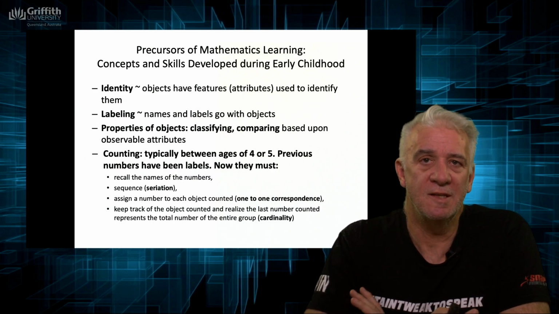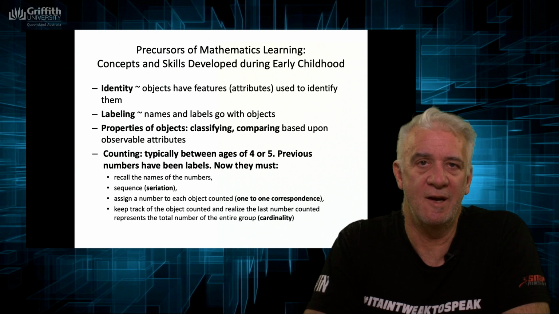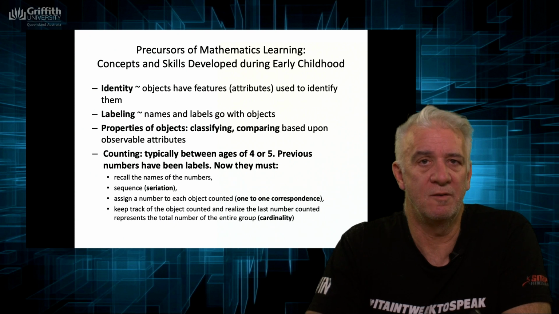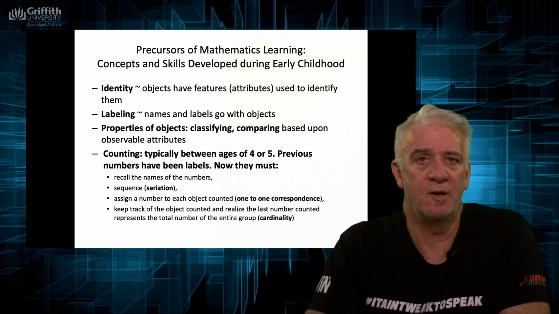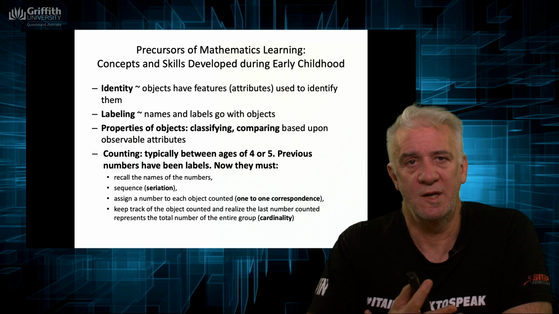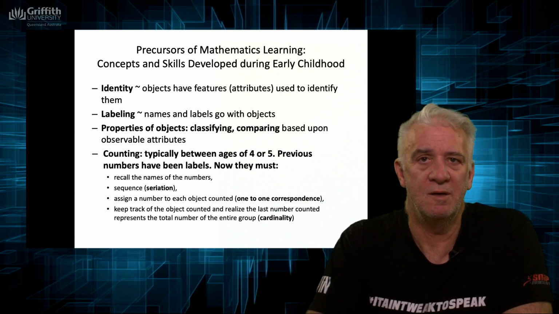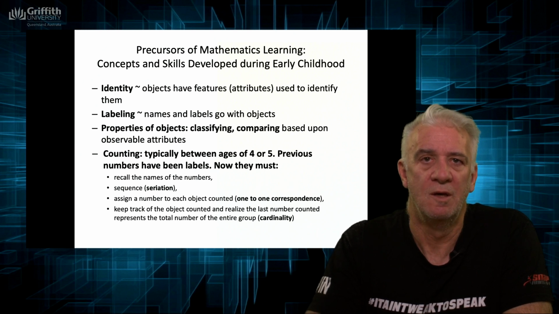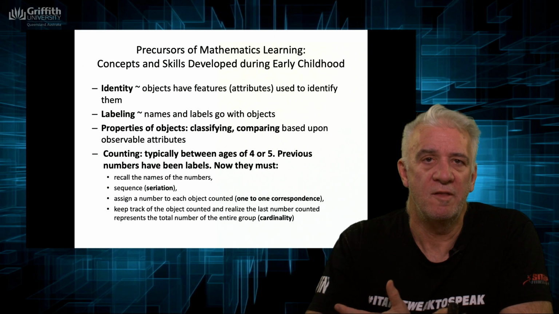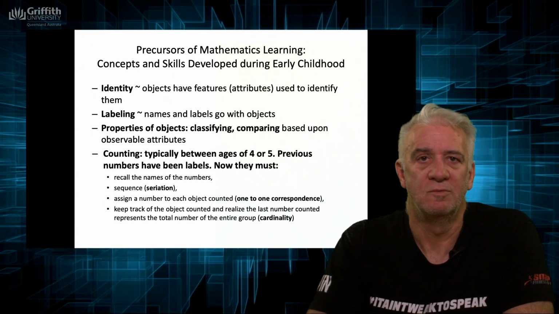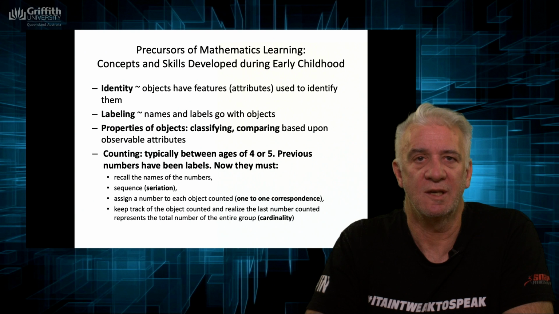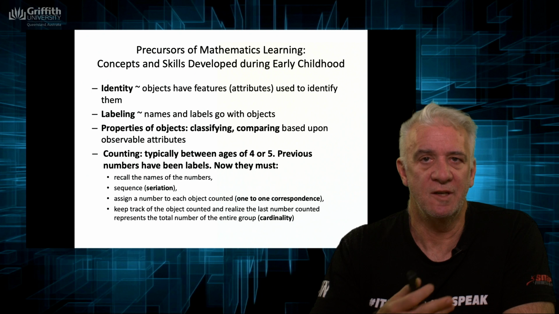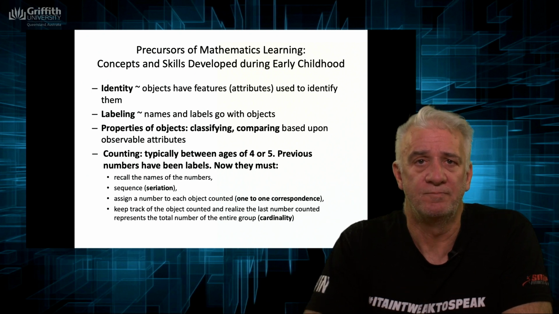All right, so some of the things that are precursors to mathematics learning are some of these ideas. Remember we talked about the first question there? Some of the things they develop in early childhood. The first thing we'll call identity. I don't mean people's identity. It's the idea that objects and features have attributes that identify them. So what are the things that make a square different from a triangle? What are the properties or the attributes of those things? So developing the identity or understanding the salient features of things that identify them.